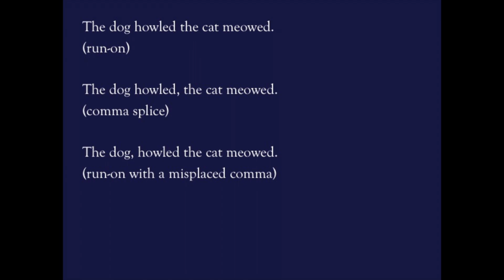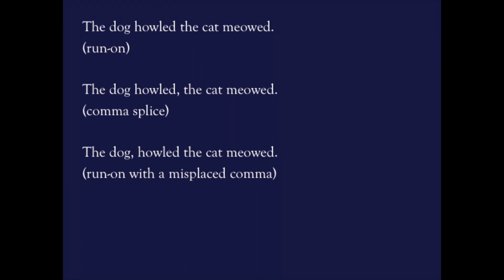In this class, I'm not going to ask you to distinguish between comma splices and run-ons because I think it's more important that you understand that they're basically the same error. They have nothing to do with sentence length. A run-on is not a sentence that goes on and on and on. A comma splice is not a misplaced comma. Both occur when you have two or more sentences put together as one.